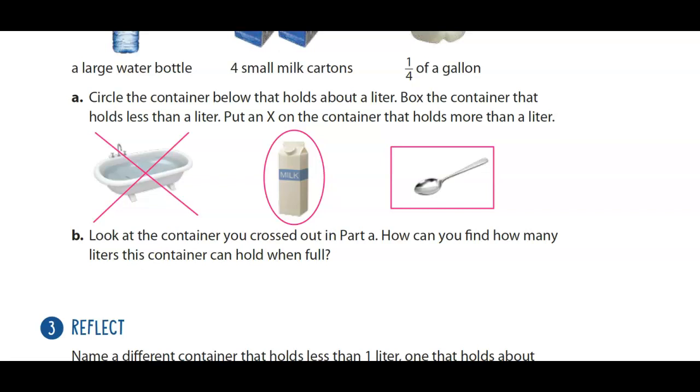B says, look at the container you crossed out in part A. Which one we crossed out? How can you find how many liters this container can hold when full? Well, I'll take a measuring cup, fill it with water up to a liter, and then keep dumping it and count how many I pour in. That's one way to do it.